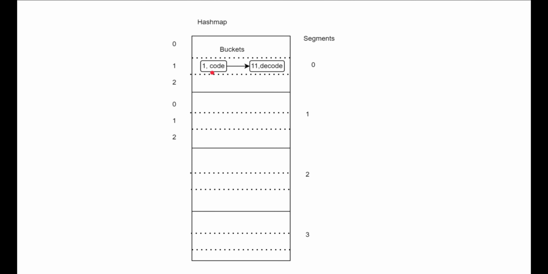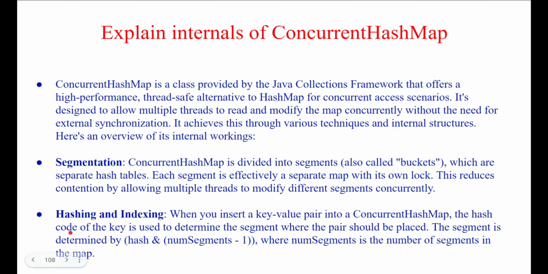Okay, so coming back, how will you decide this 1 comma code is going to be at segment 0 and bucket number 1? So 2 things you need to decide, the segment number and the bucket number inside that segment, because this bucket number is also present in segment 1, segment 2 and segment 3. So first of all, you will calculate the segment and then you will calculate the bucket inside the segment where that has to be put. So first, you calculate the hash code of the key.